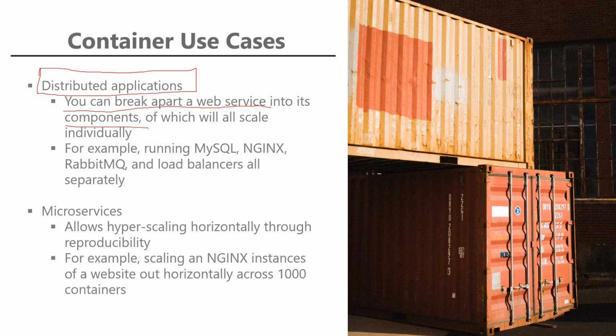For example, you can have MySQL, Nginx, RabbitMQ, and load balancers running separately in separate containers, not on the same server, not on the same VM, or different VMs, which are heavier, right? So you will see later. And then because they are separate, you can scale them according to demand. You can scale them separately. All right.